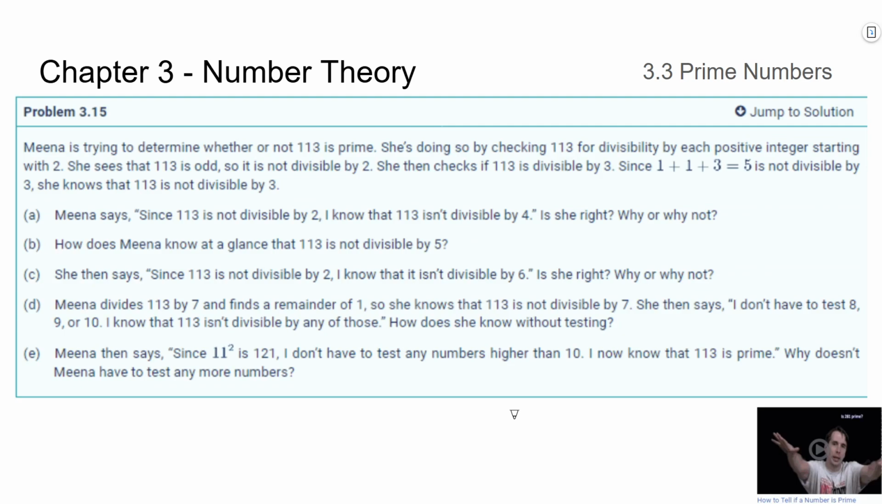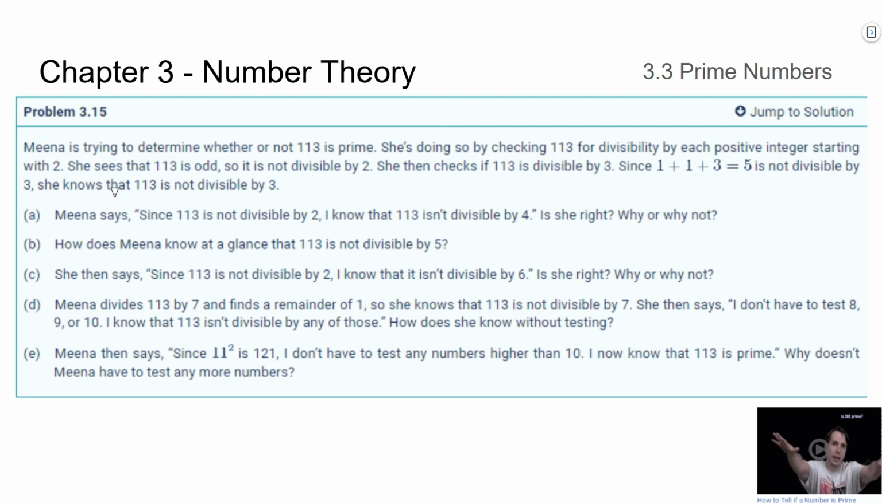So next question here. Mina is trying to determine whether or not 113 is a prime. So checking for divisibility for each positive integer, she starts with 2. She sees that 113 is odd, so she knows that it's not divisible by 2. Then she checks to see if it's divisible by 3, just like we did in the last slide. Let's go ahead and add up the digits. So 1 plus 1 plus 3 is equal to 5, and that's not a multiple of 3, so it's not divisible by 3.